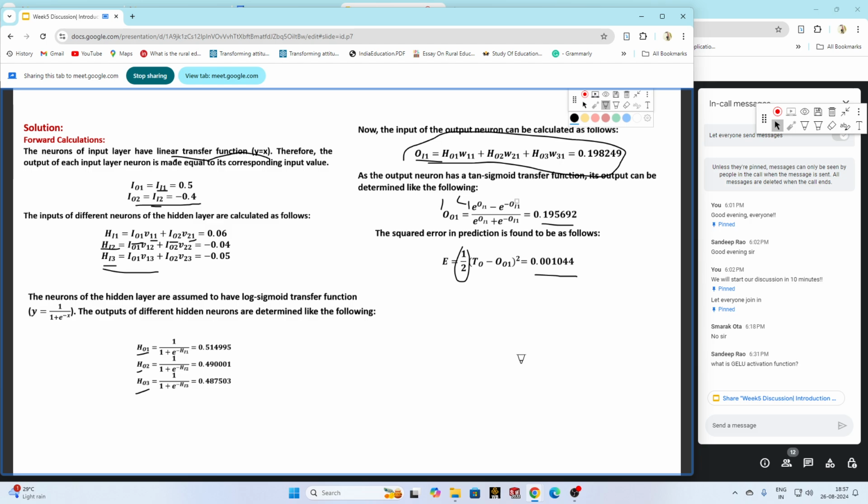Why are we taking this half, please? Yeah, half. You know the differentiation of x square, right? Differentiation of x square is 2x. So if we differentiate half of x square, it will be half into 2x. The 2 and 2 will get cancelled out, so you will only be left with x. That is the main purpose of taking the half.